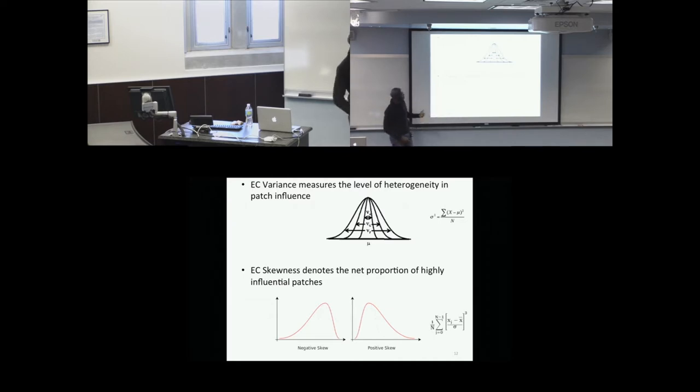The same thing if you think about what symmetry is measuring. Symmetry measures the net proportion of highly influential patches. How do I define a highly influential patch? If you think of some mean level of influence, that's the mean of the eigenvector centrality, then nodes that have a lower EC score than the mean are low contributors, and nodes that have a higher EC score are high contributors to connectivity. And so if you think of a negative skew and a positive skew, if you have a lot more points to the right of your mean, then you have a lot more points that are lowly connected in your system. And the opposite is true there.